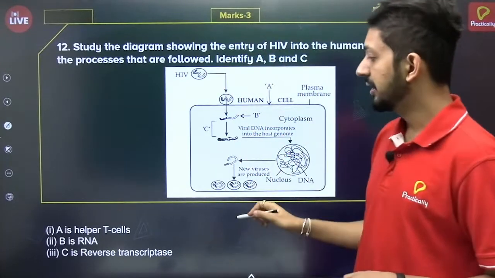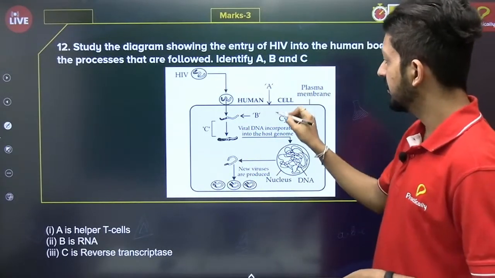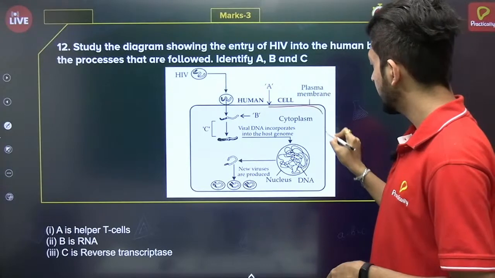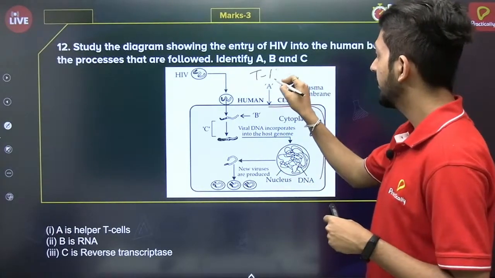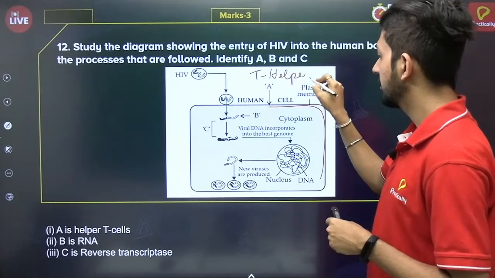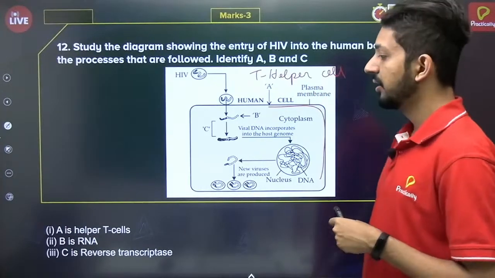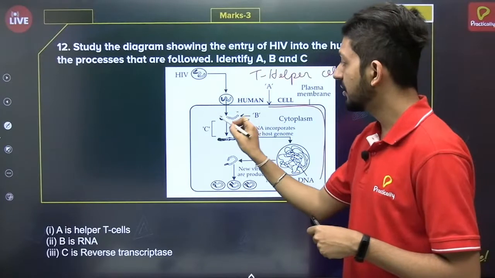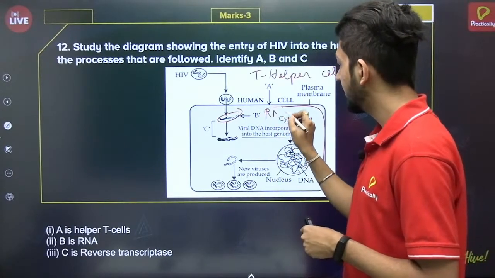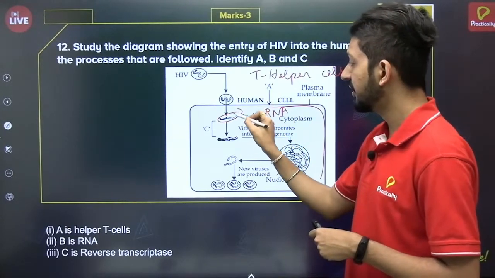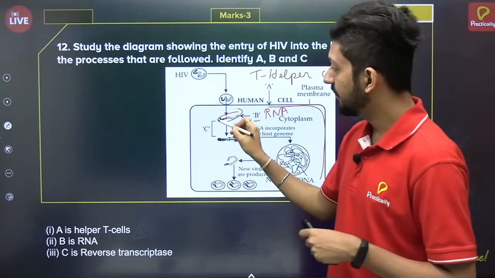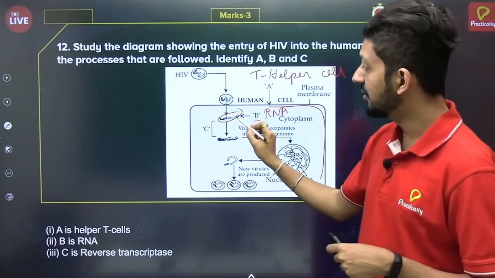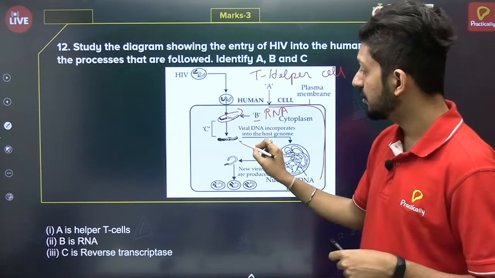So A is the helper T cell. This entire cell which is getting infected. So HIV enters which cell? The T helper cell. Okay, then B, this is the RNA, the viral RNA. This virus has injected its own RNA into the cell. And C is the enzyme by which it will convert it into DNA.